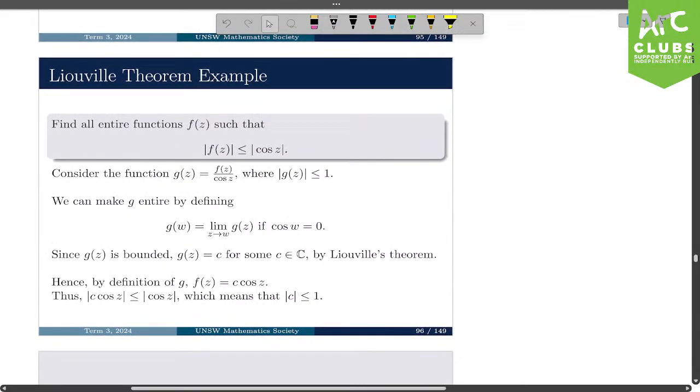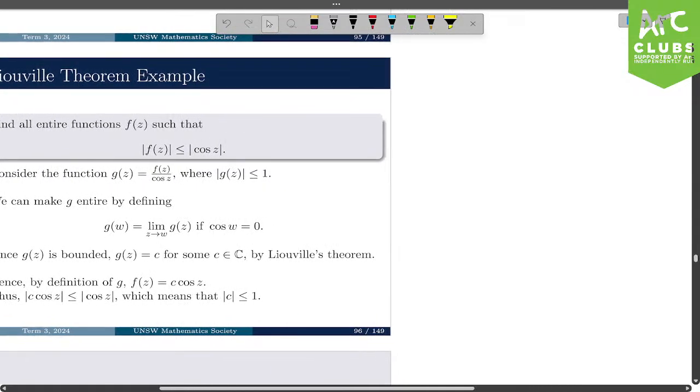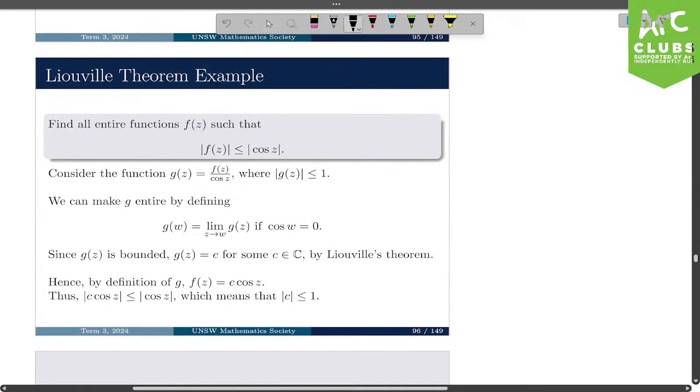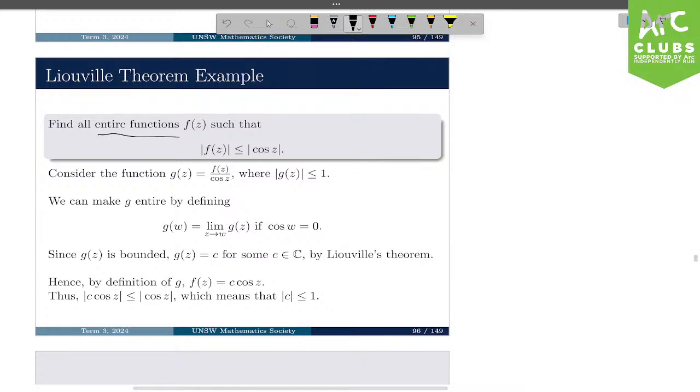Anyways, here's an example. Let's try and use Liouville. Liouville goes ahead and says that, okay, I'm entire, fantastic. Am I bounded? How do I get bounded? Well, I have to try and get a constant somewhere. I can't see a constant immediately, I have to divide, right? So let's define a function g that is the division of f by cos. Therefore, the magnitude of g is less than or equal to 1.